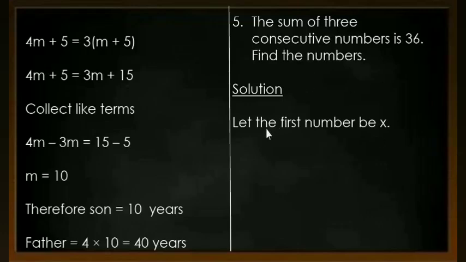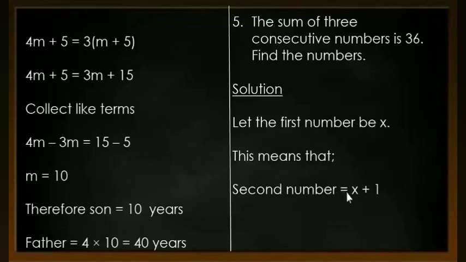So back to our case, let the first number be x. This therefore means that the second number will be x plus 1 and the third number will be x plus 2. In the question, we are told that the sum of these 3 consecutive numbers would give us 36. Remember, in mathematics, the word sum simply means addition.